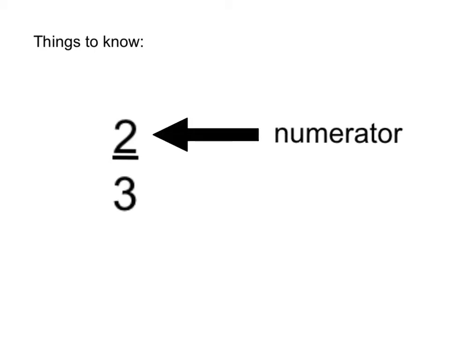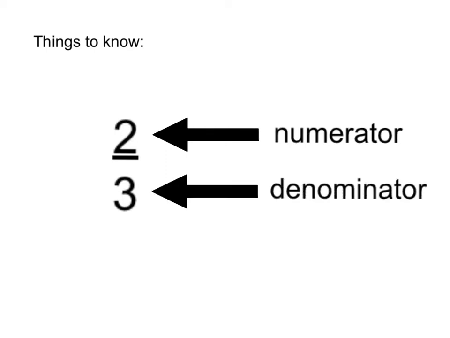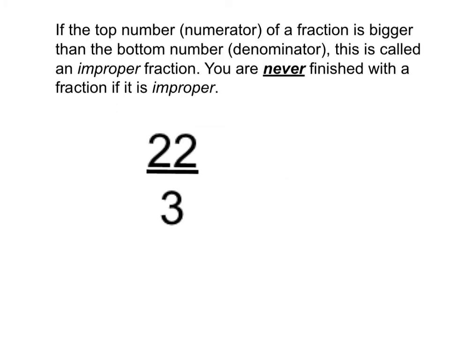First off, the first thing you need to know is that the top number of a fraction is called the numerator and the bottom number is called the denominator. You've probably heard this in previous years, but we just want to refresh our memory of our vocabulary terms for fractions. Please make sure that you copy this into your notebook.